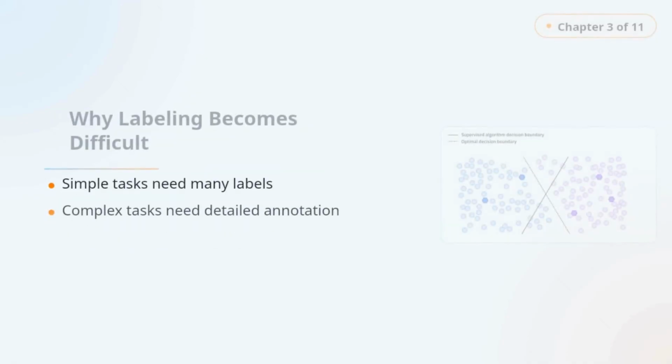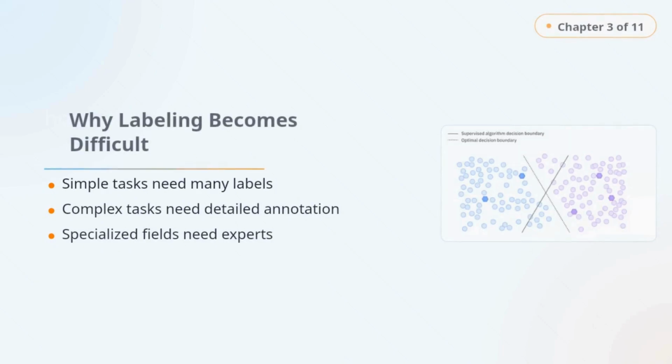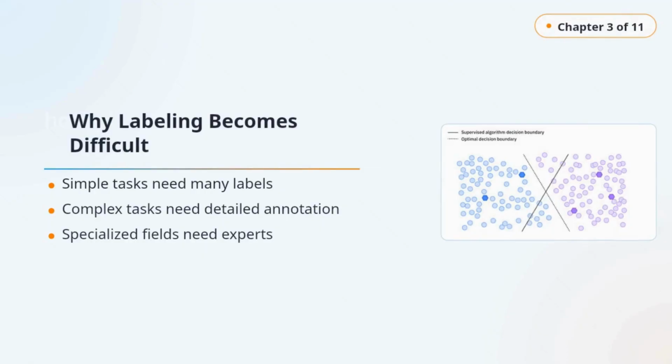Labeling sounds straightforward, but in practice it can become a major bottleneck. Even for image classification, you may need hundreds or thousands of examples. For object detection, humans must mark where objects are located. For segmentation, they may need to label pixel by pixel. And in areas like drug discovery or genetics, annotation can require deep domain expertise. So yes, labels are valuable, but they are also expensive.